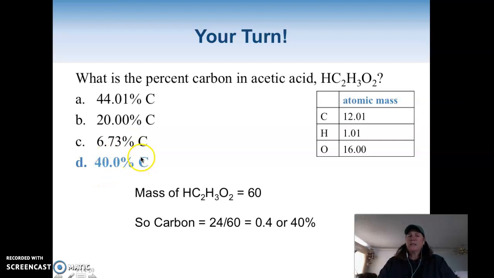Okay, so that's how you do percent composition. You don't have to do every element if it doesn't want to. In this case, I was just looking for carbon. 40% of acetic acid is carbon, so that might be great. I might need more carbon than that.